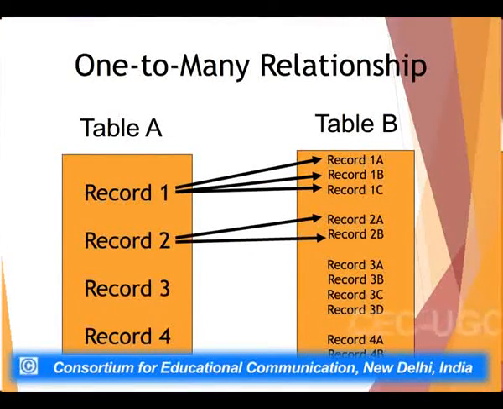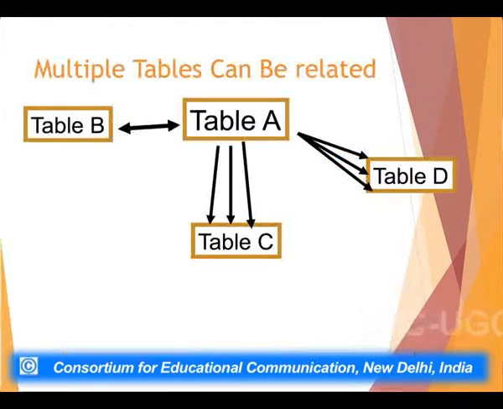Another diagram now shows a one-to-many relationship where you can see record 1 in table A is associated with 3 records in table B, record 1A, 1B and 1C. Similarly, record 2 is associated with 2 records, 2A and 2B. So, this means that one record in table A is associated with more than one record in table B.